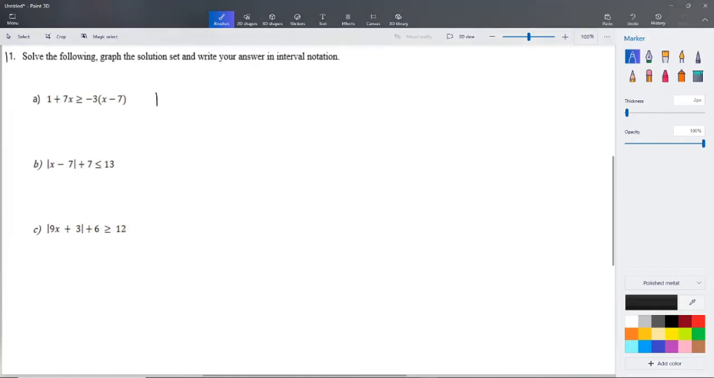the negative 3 on the right side of the inequality here. So we're going to have 1 plus 7x here on the left side. We're going to take negative 3 times x. That's going to give us negative 3x. And then negative 3 times negative 7 is positive 21.